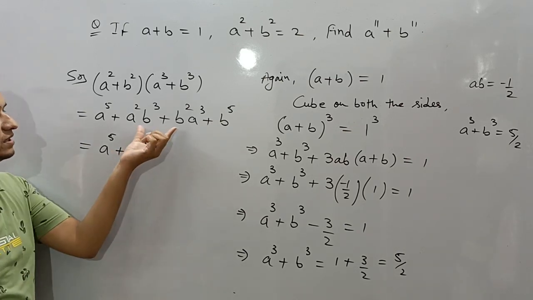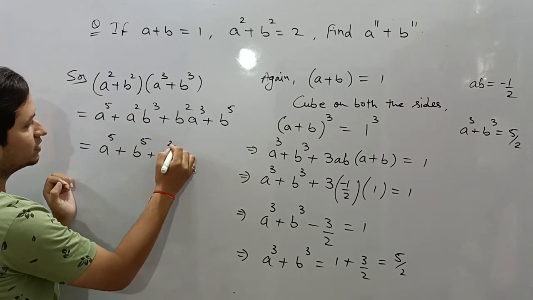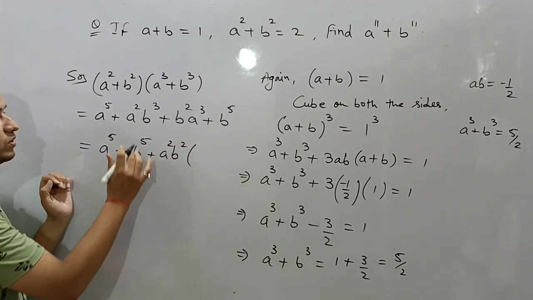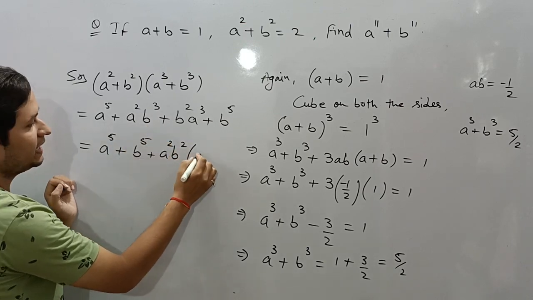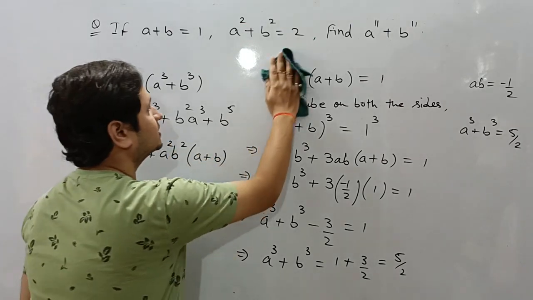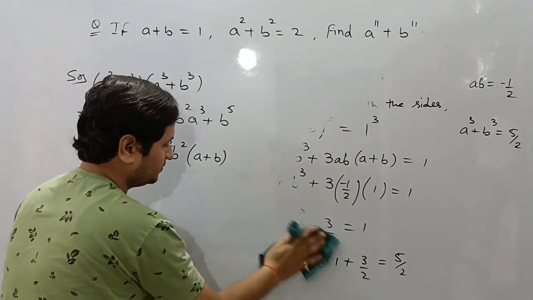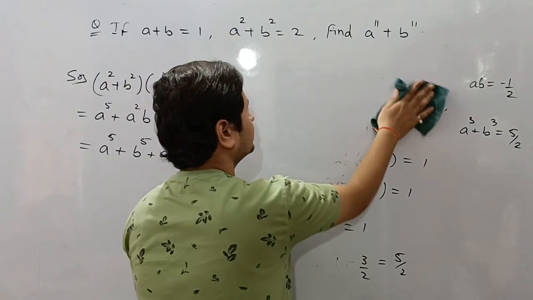Now we will take a square b square common, then (a plus b) will be the remaining part. How? I am showing you. Wait a minute, I am erasing this.